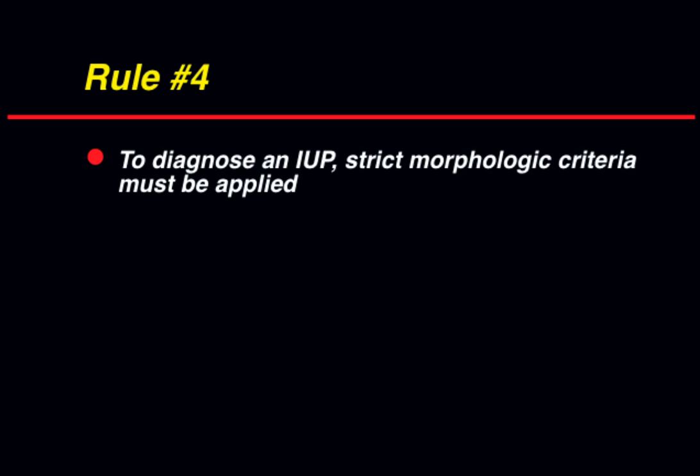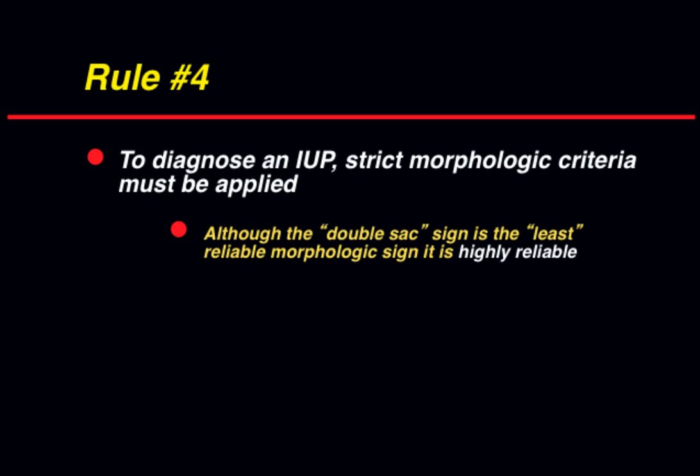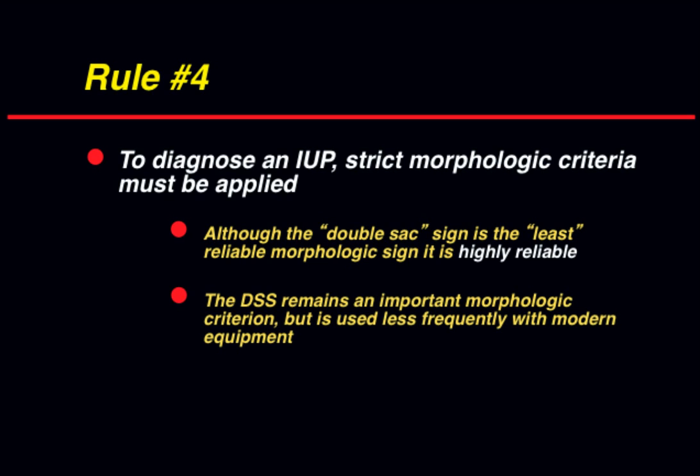So rule number 4, to diagnose an intrauterine pregnancy, strict morphologic criteria must be applied. Although the double sac sign is the least reliable morphologic sign, it is highly reliable. I will reiterate that although I refer to the double sac sign with the appellation least reliable, I have never in my 32-year history of using the finding been led astray. Therefore, the double sac sign remains an important morphologic criterion, but is used less frequently with modern equipment.